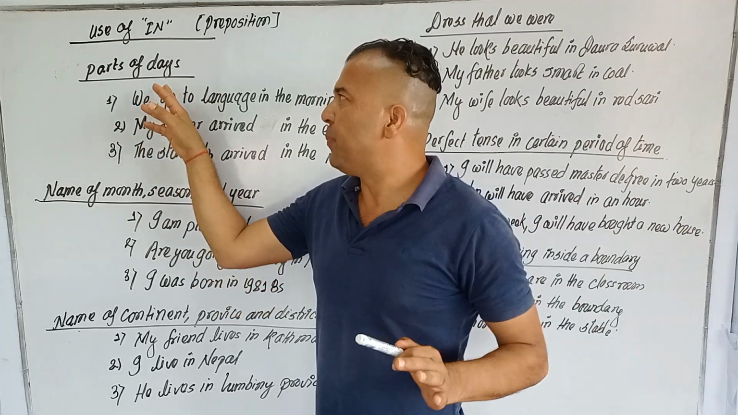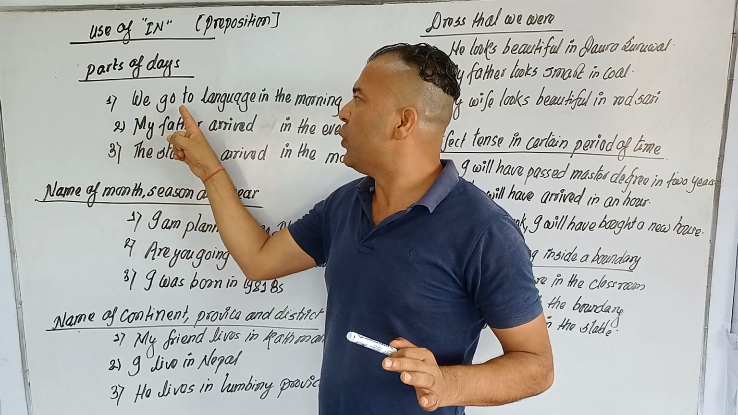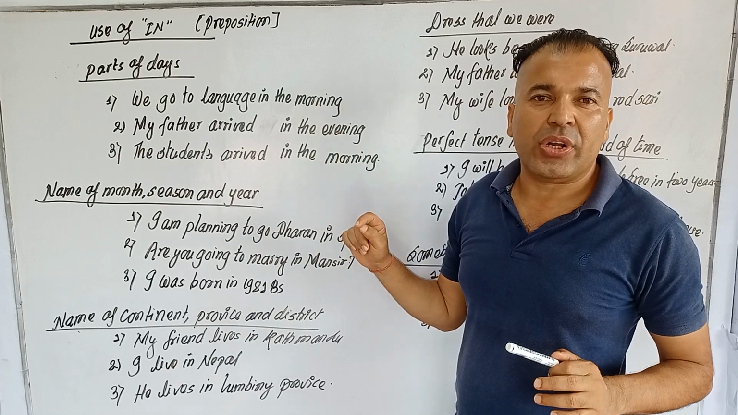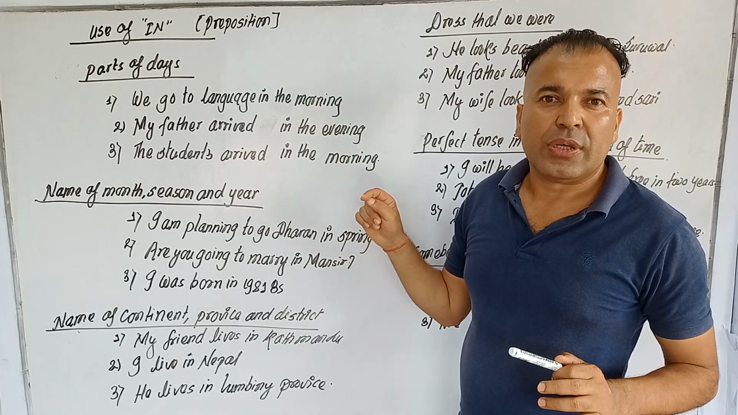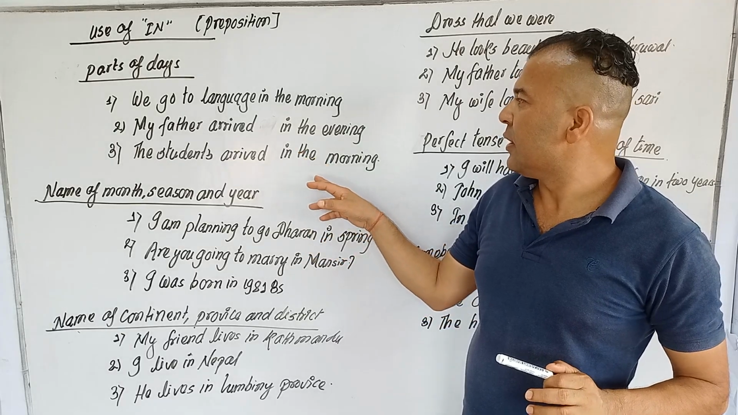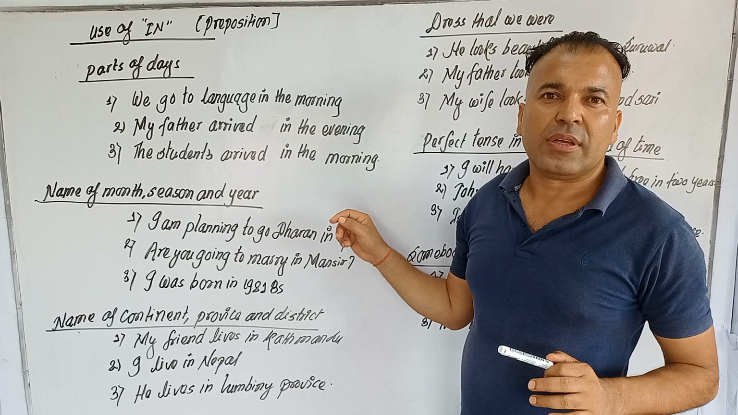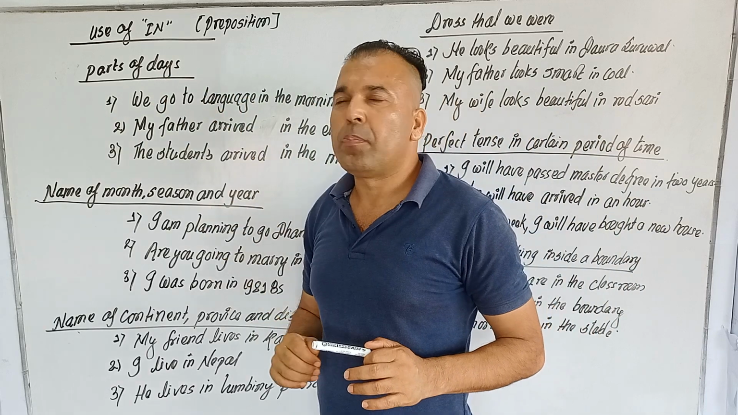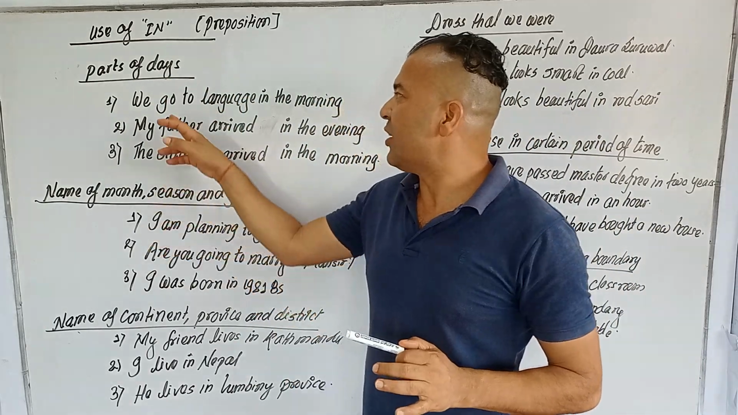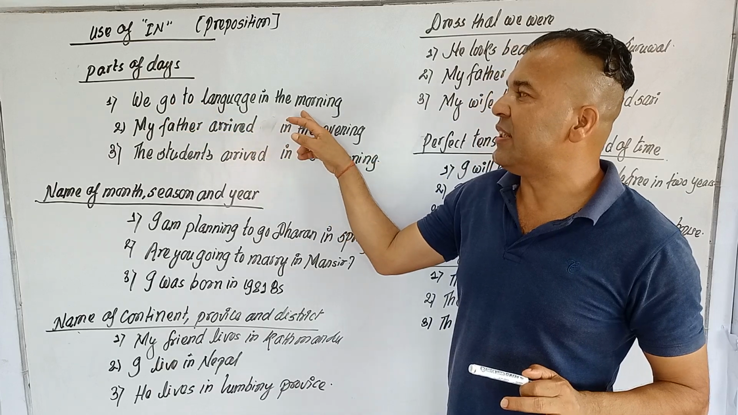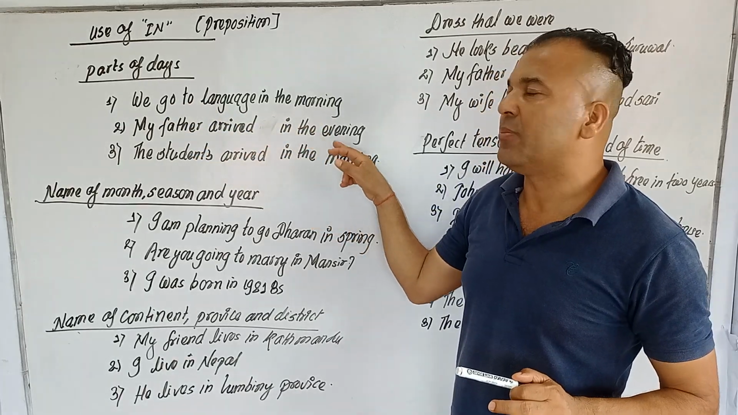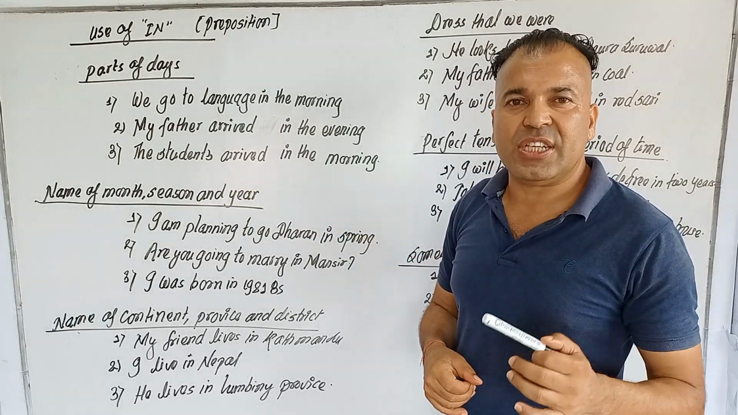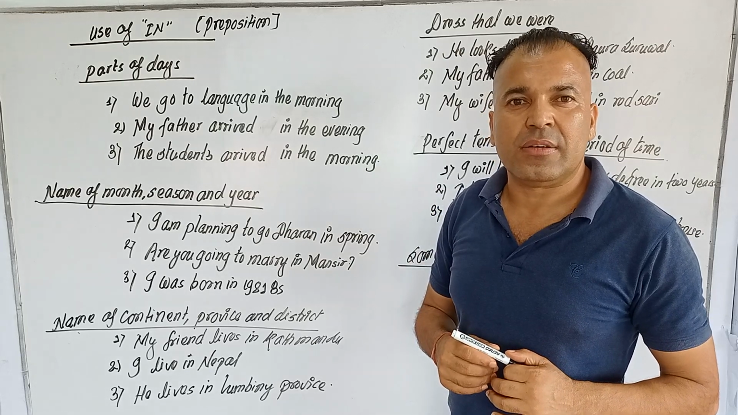Always use the preposition "in." We go to language class in the morning, part of the day: in the morning, in the afternoon, in the evening, in the midday. For parts of the day you have to use "in." That's why we say in the morning. My father arrived in the evening. The students arrive in the morning. For parts of the day we have to use "in."